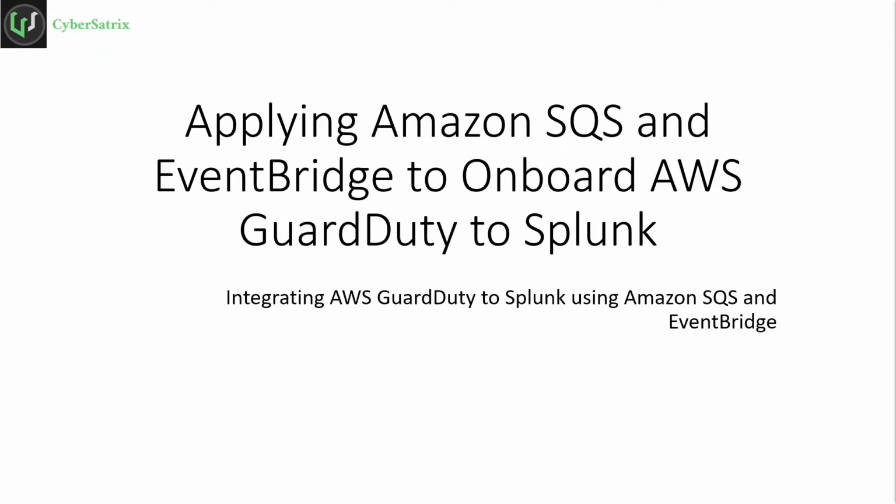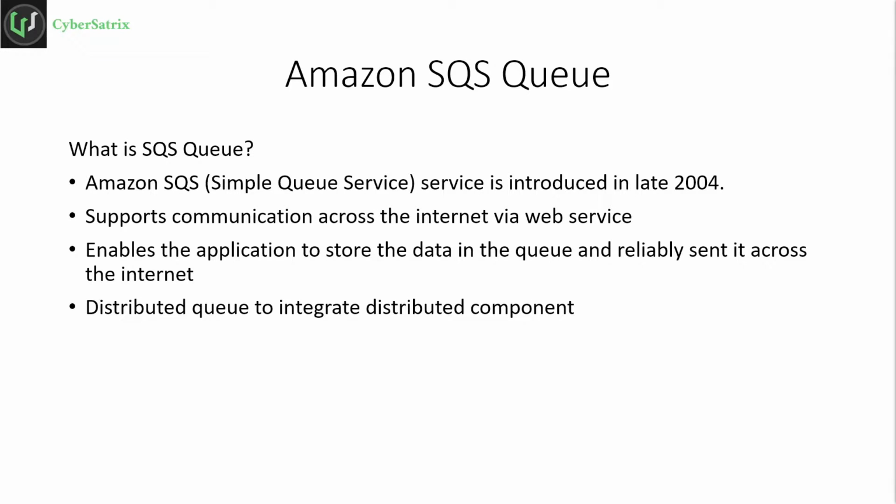Moving on. So what is Amazon SQS? Amazon SQS is basically Simple Queue Service, which was introduced in late 2004, and it's a web service which lets you communicate over the internet. SQS is a distributed messaging queue service that enables applications to store data in the queue and reliably send it over the internet.